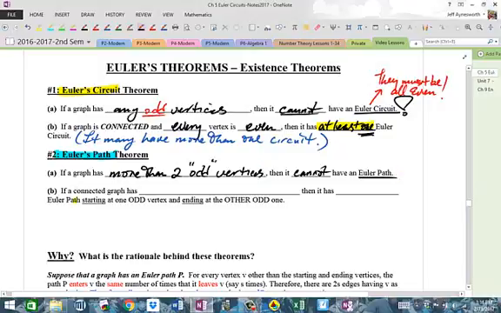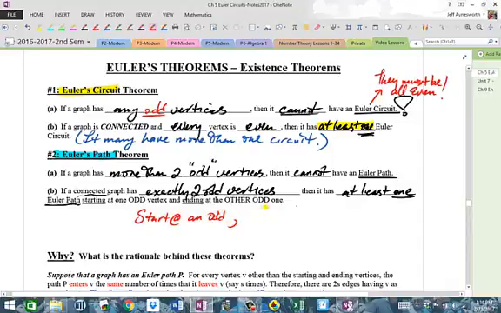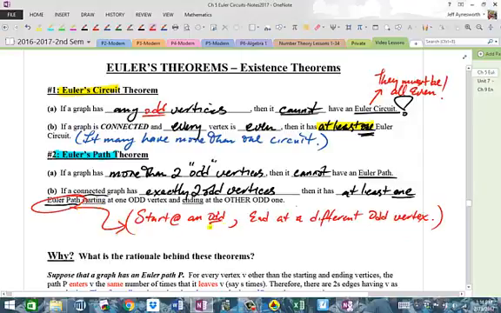So that's part B. If a connected graph, it has to be connected, has exactly two odd vertices, then it has at least one Euler path. Keywords right here, Euler path, starting at one vertex and ending at the other. You start at an odd, end at a different odd. So let's put that in red. Start at an odd, end at a different odd vertex. That is for an Euler path.